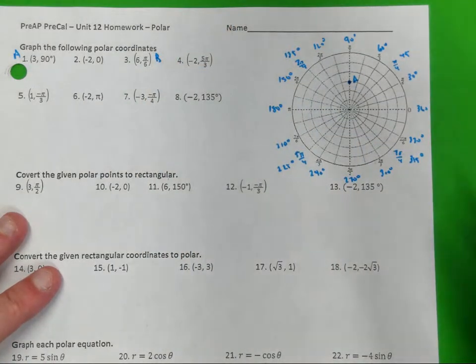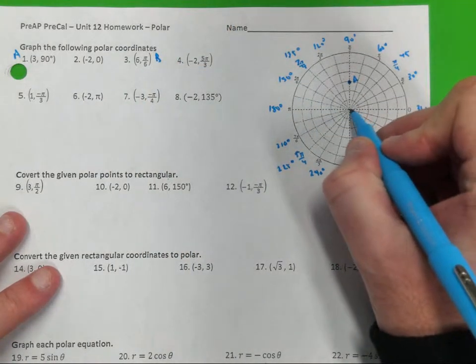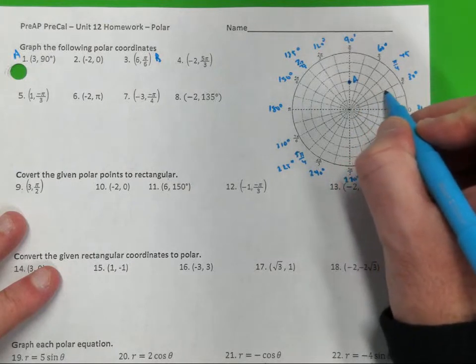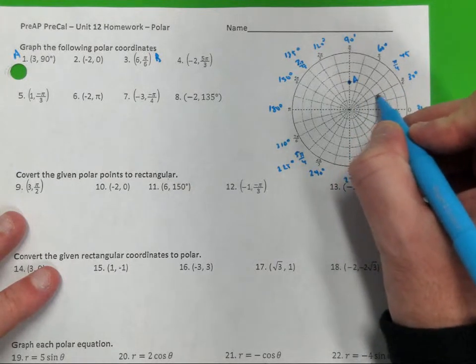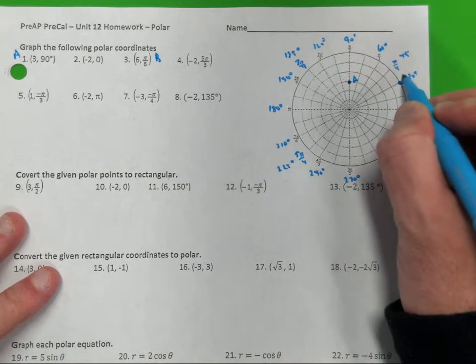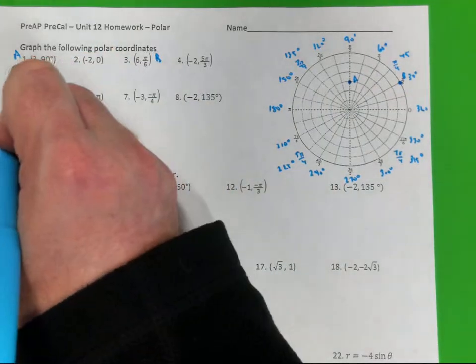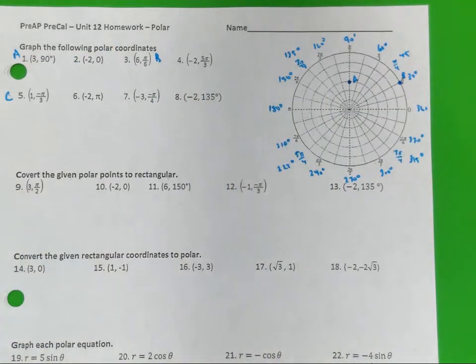6, pi over 6. I'm going to go pi over 6 and go out to the what ring? 1, 2, 3, 4, 5, 6. So I'm right there on the edge. Call this point C. It's negative pi over 3.